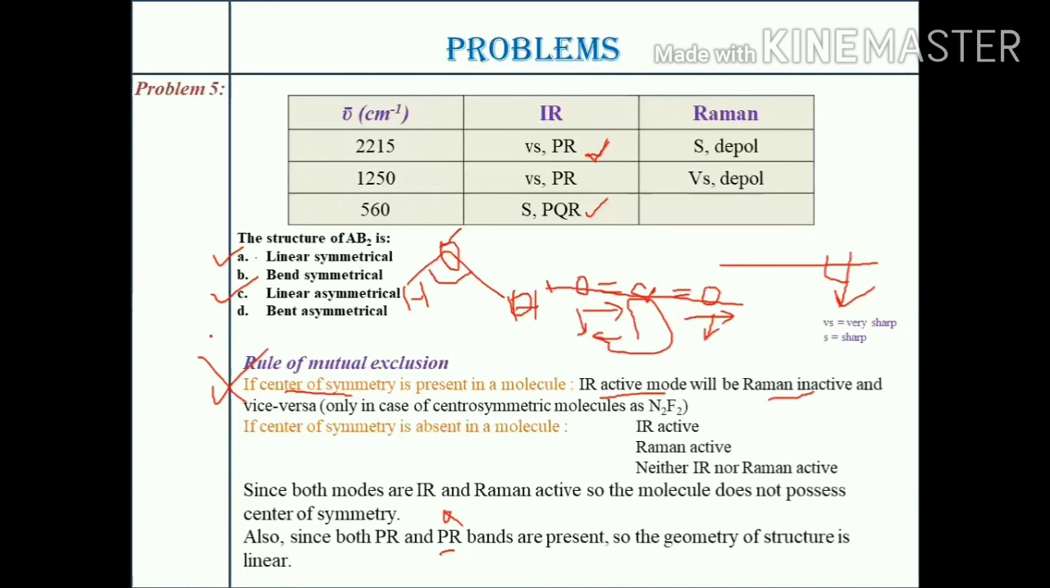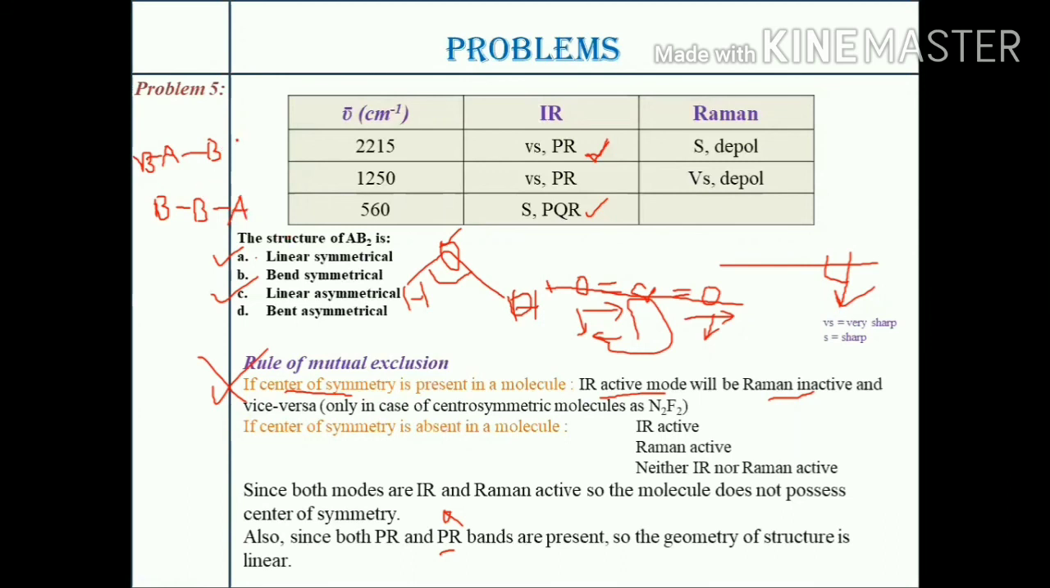Now, how to decide whether it is symmetrical or asymmetrical? We have a molecule AB2. AB2 can be arranged like this: A in the center and B on its two sides. So this can be one of the arrangements. It is linear, but it is symmetrical. That means if I move from A to the left side, I get a B, and if I move from A to the right side, I again get a B. Another geometry in which the molecule can arrange itself is this one: B is bonded to another B, which is bonded to A.